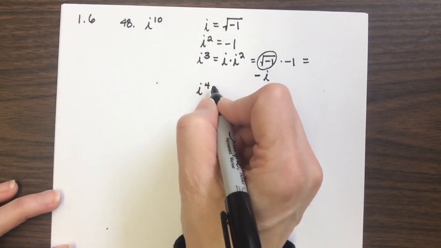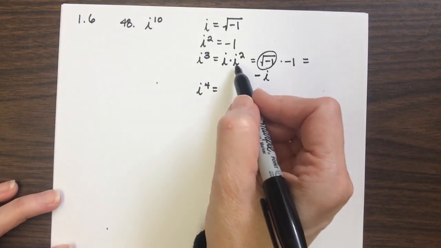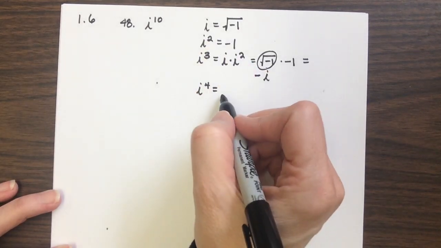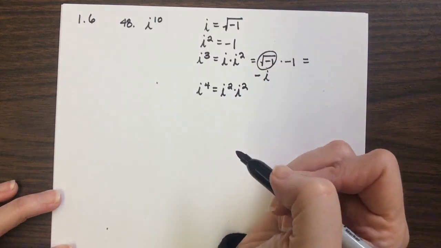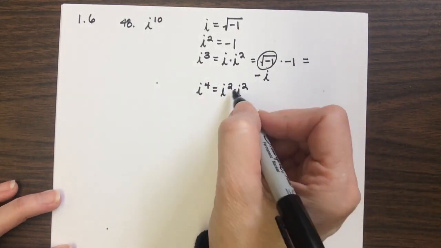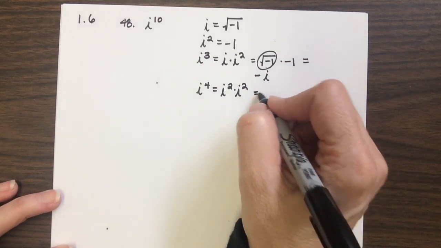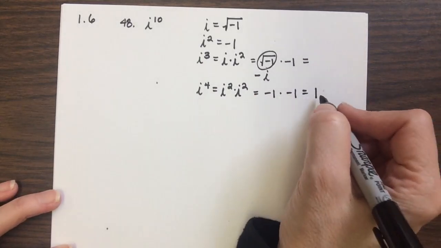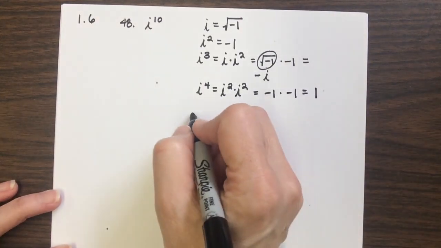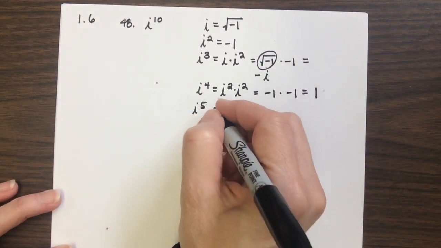What would i to the fourth be? Well, I could do the same thing here. I could split this up into things I know. Well, I know that i squared times i squared is i to the fourth, because of the same product rule, which tells me I add those exponents. So that's going to be negative 1 times negative 1, which is a positive 1. That's a good thing.